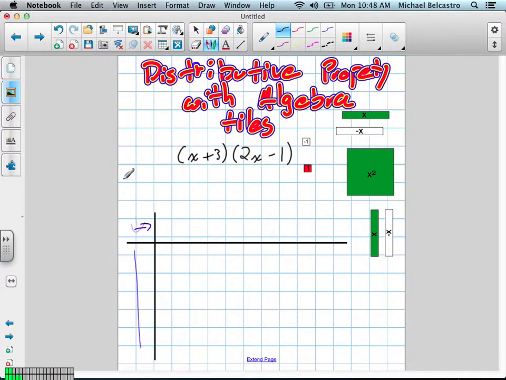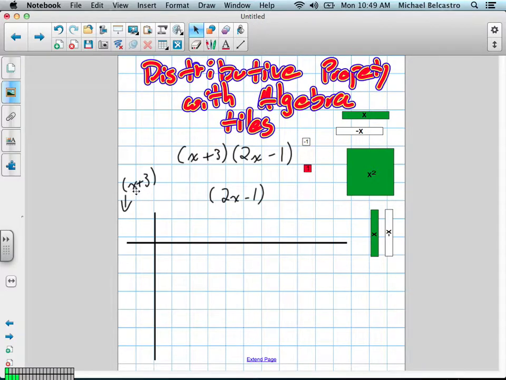In our column, I'll put x plus 3. So that's what I'll put going downwards. And across, we're going to put 2x minus 1. So I'm going to represent these values with these tiles here. Okay? So x is our green, positive x. And then I'm going to have 3 whole numbers.